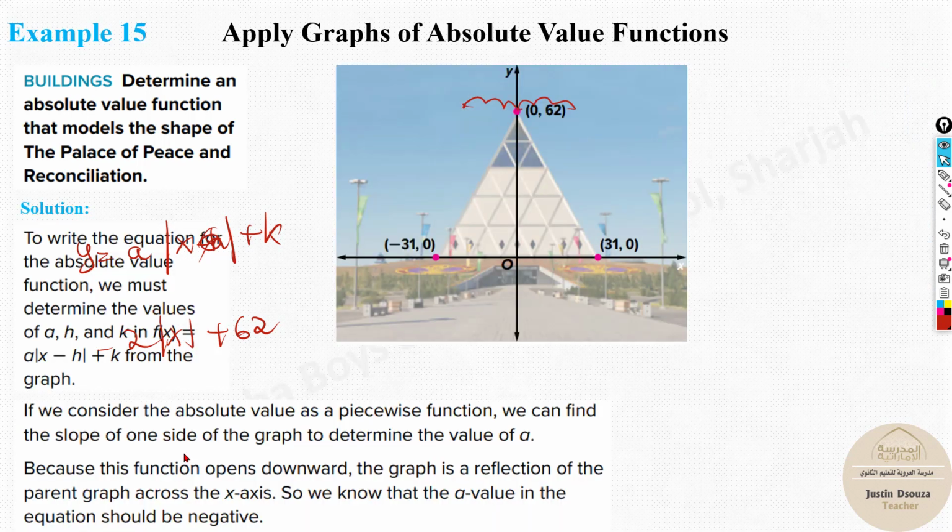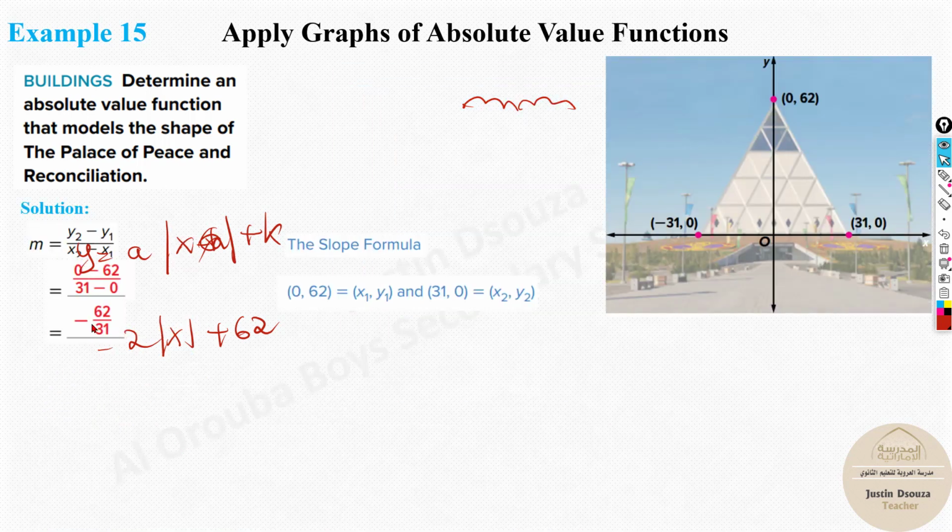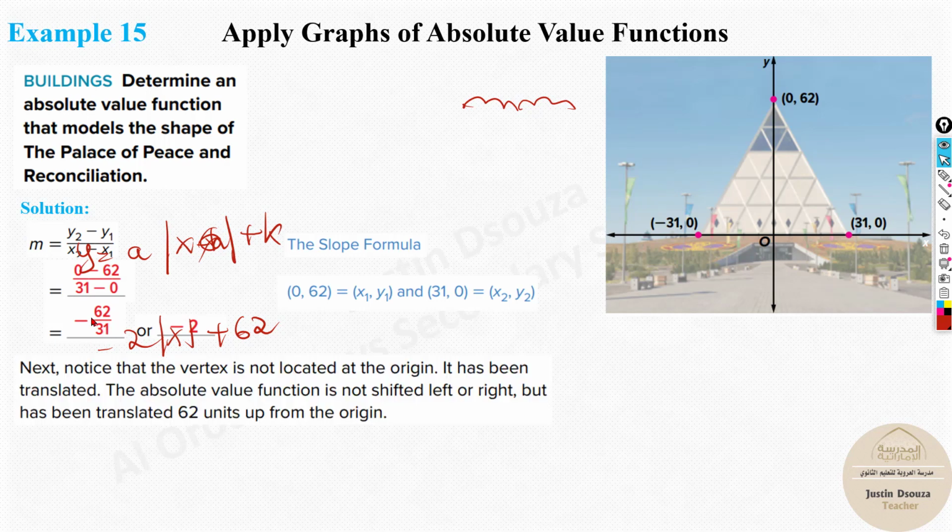Now it's very, very simple. Now don't think, okay, I have taken slope. See over here, they have taken the slope from the right side. You're getting minus 2.